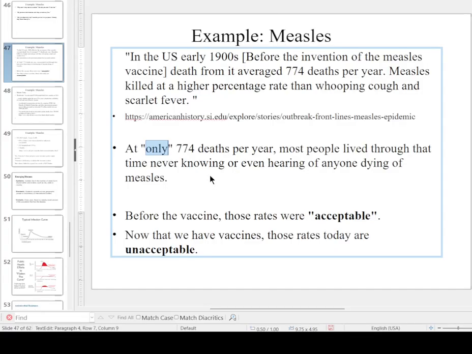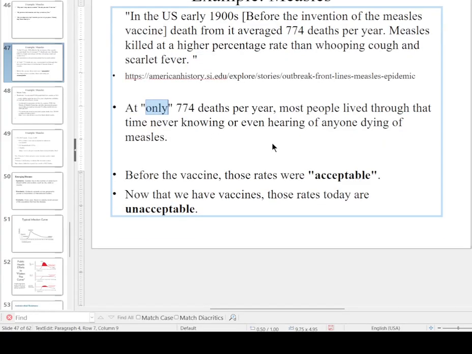So that's why the majority of the survivors grew up assuming or knowing nobody who died from it. People all over the country are saying, well, I don't know of any kid in my neighborhood who died from it, or I don't know of anybody in my memory who died from it. So of course, they would think measles is harmless. Measles doesn't kill anybody, but it did.